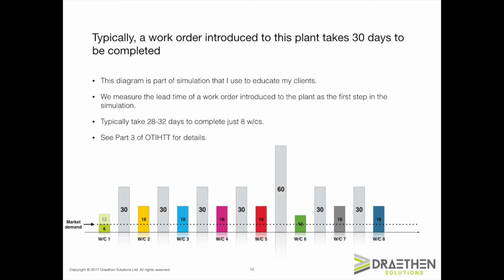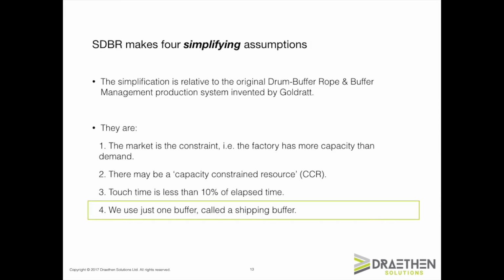The fourth simplifying assumption made for SDBR is that we only use one buffer and it's called a shipping buffer. Now, to properly understand that statement, we need first to understand a little about the original drum buffer rope method developed by Eli Goldratt in the late 1970s.